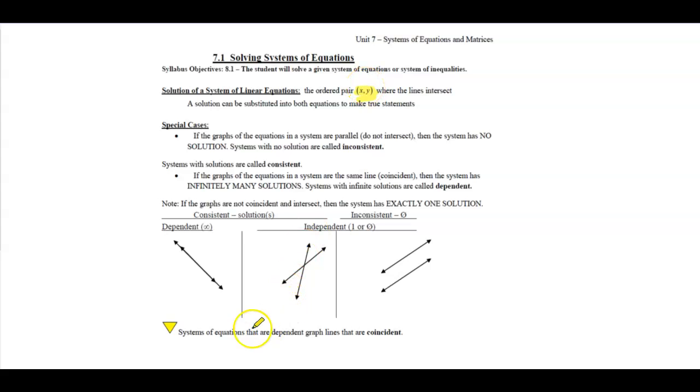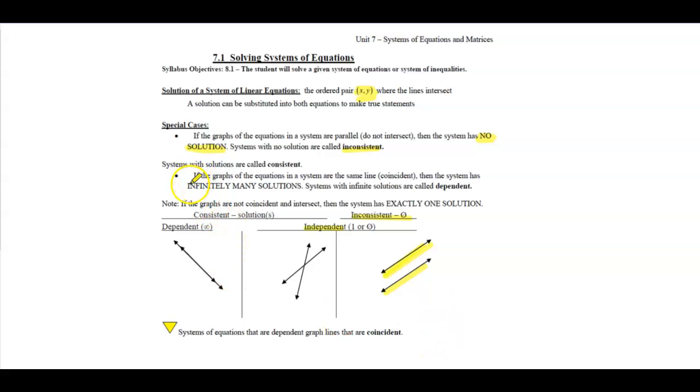So let's think of some special cases. Special cases would be if we have no solution. What that looks like is you have parallel lines that do not intersect, so they don't have a solution in common. So this is called inconsistent. Inconsistent as well as independent for no solutions.